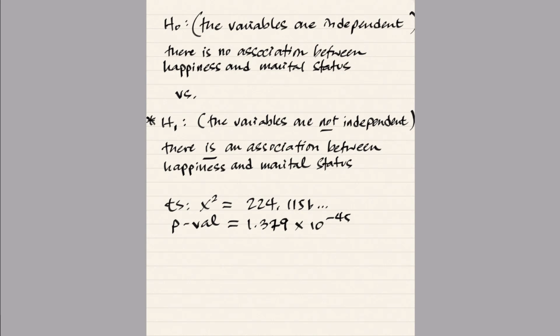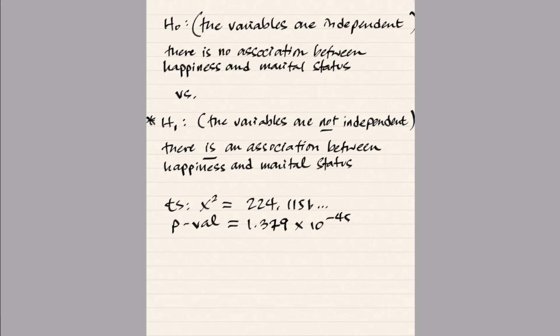So the generic hypotheses for this test would be that the variables are independent versus the variables are not independent. If we contextualize them for this particular example, the null hypothesis would be that there is no association between happiness and marital status, or if you prefer, there is no connection between happiness and marital status. And we're contrasting that with the alternative hypothesis that says there is some kind of an association between happiness and marital status.